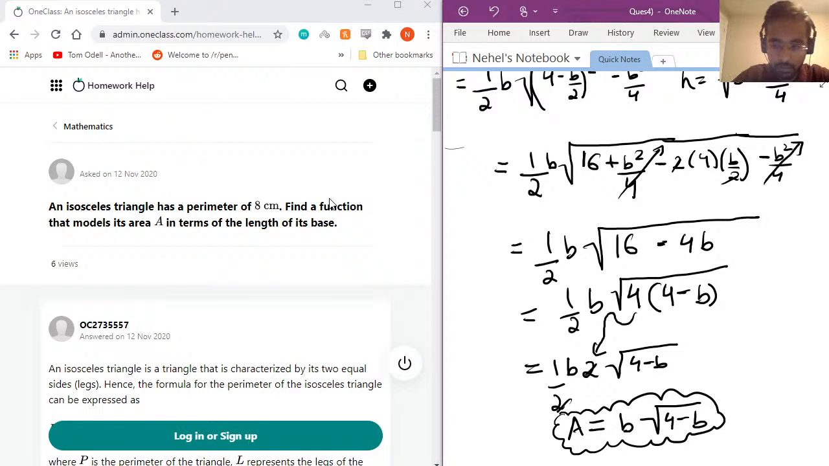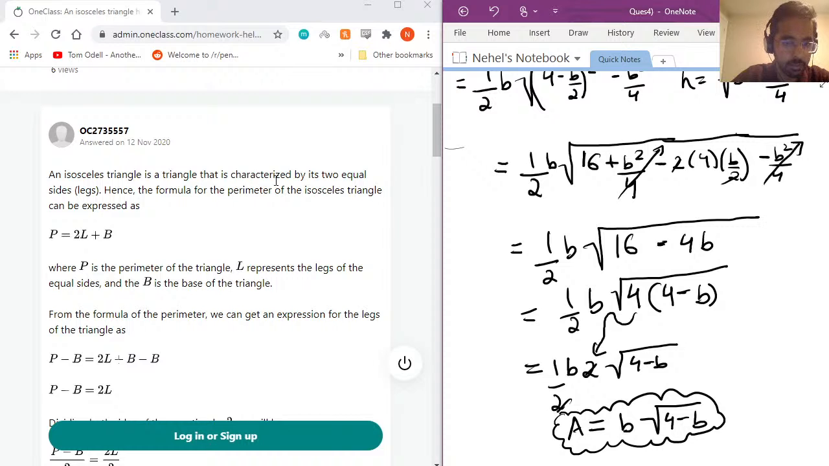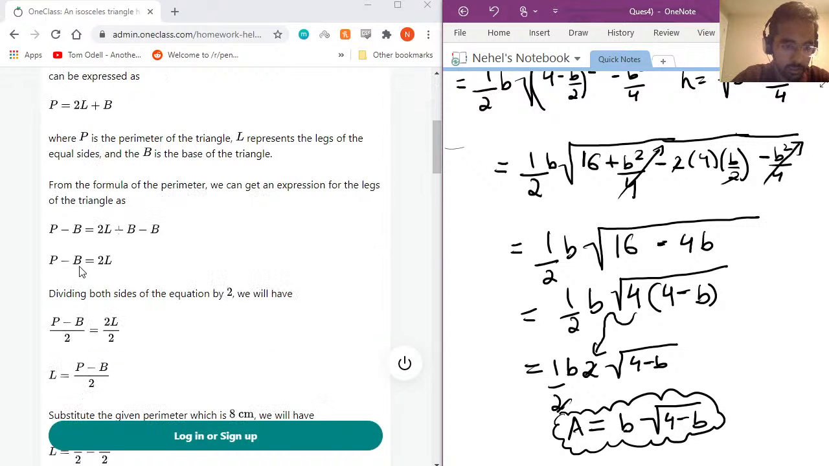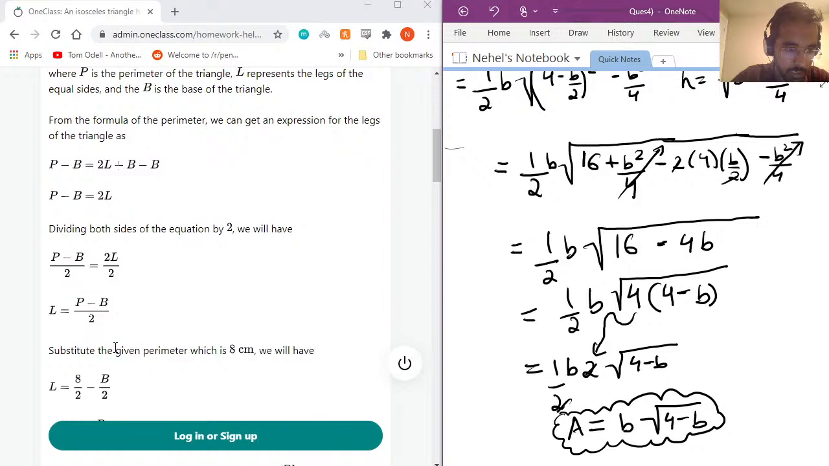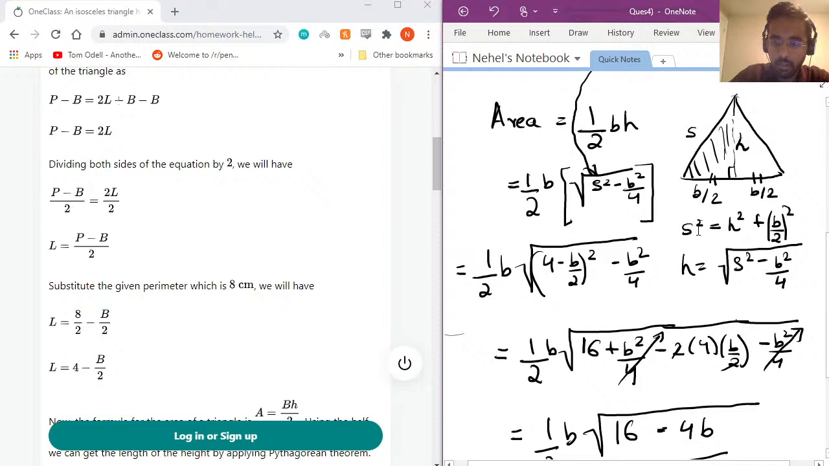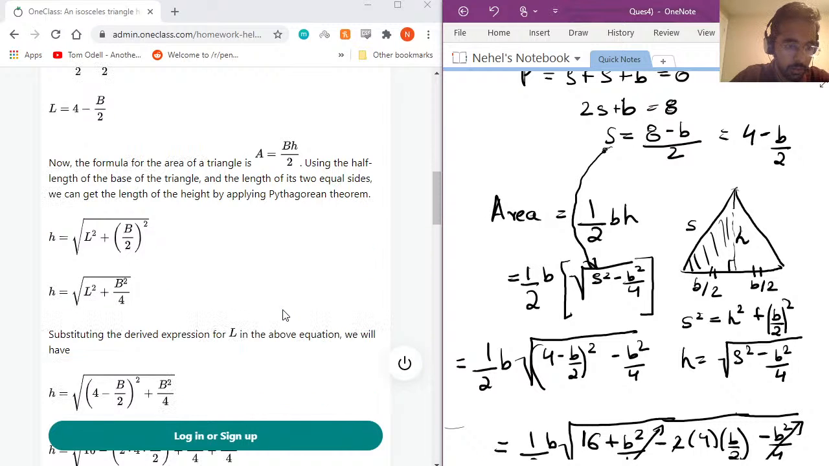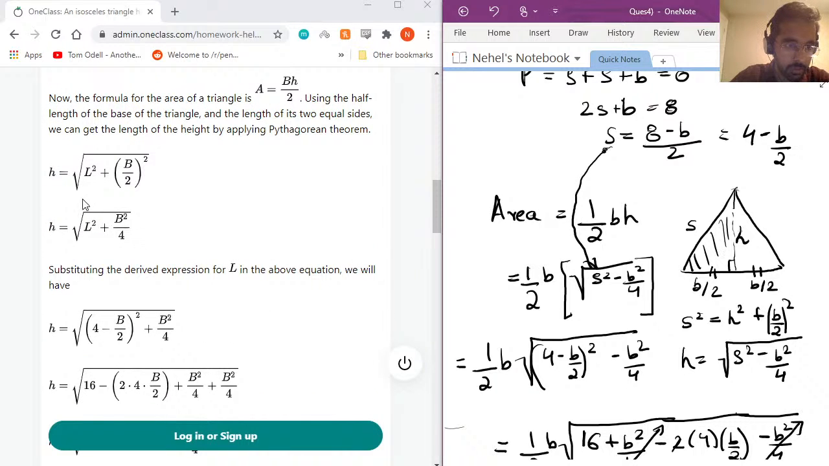Okay, let's look at the answer here. In isosceles triangle, this has 2 equal sides. Perfect. So the perimeter is this, and then we represent the perimeter in terms of the length and height. So that's perfect. So that's what we had gotten as well. So hypotenuse equal to h square, b square. Perfect.